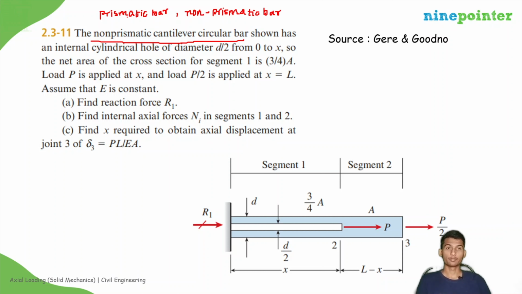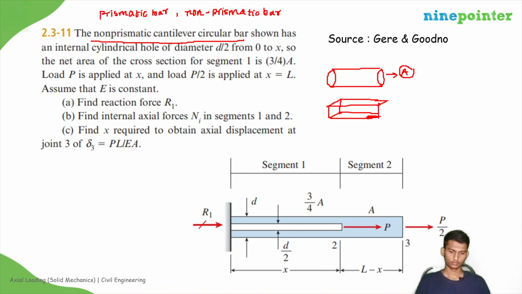Okay. So what is a prismatic bar? In prismatic bar, the cross-sectional area will be constant throughout the length. Okay, means it has constant cross-sectional area. For example, this is a prismatic bar with area A. This is also a prismatic bar with area A equals to L into B. Okay. So these bars have constant cross-sectional area.